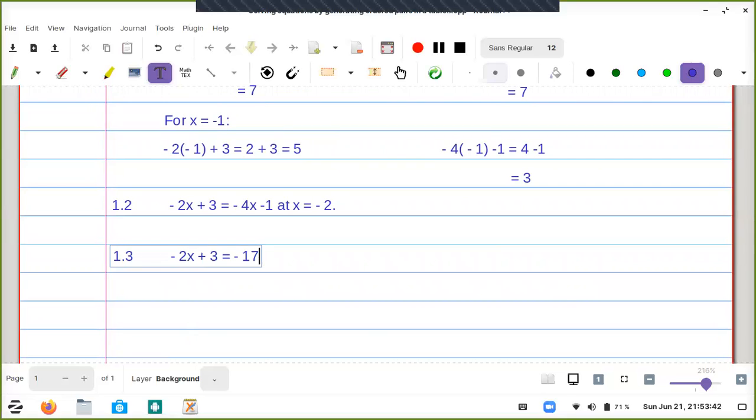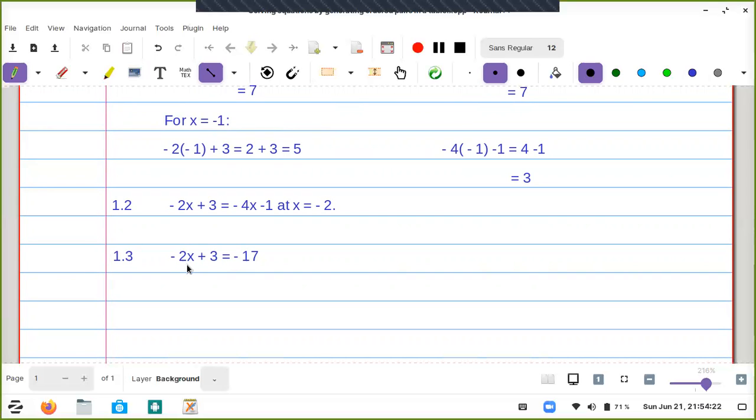This is a shorter way of solving the problem, which means we are looking at an equation which says minus 2x plus 3 is equal to minus 17. Then we can see on our left hand side, there's nothing for us to simplify. On our right hand side, there's also nothing for us to simplify. So I'm going to transpose now. I can transpose 3 to go over that side, but the number that is having x is going to be negative.